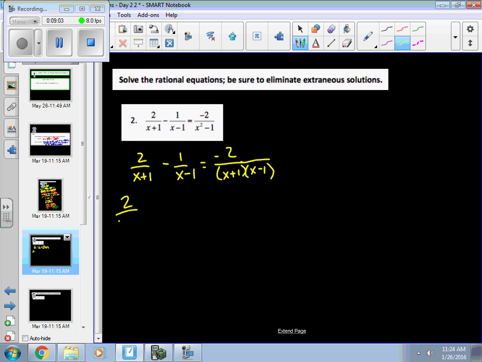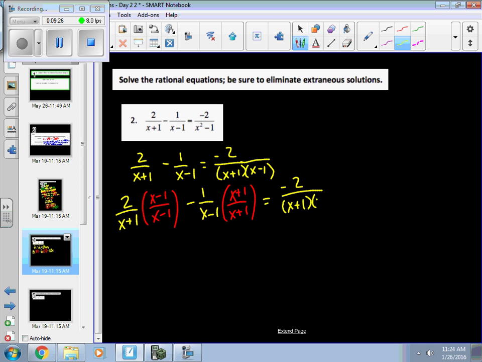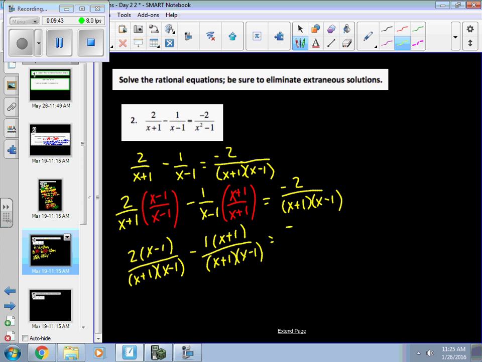So go through here and multiply to get a common denominator. This one needs x minus 1 over x minus 1. The next one needs an x plus 1. And we got equals. Our final one here already has this common denominator. No multiplying is needed. So our problem is going to look like 2 times x minus 1 in the numerator, x plus 1 times x minus 1 in the denominator. Here we got our common denominator 2, and our last one still hasn't changed.